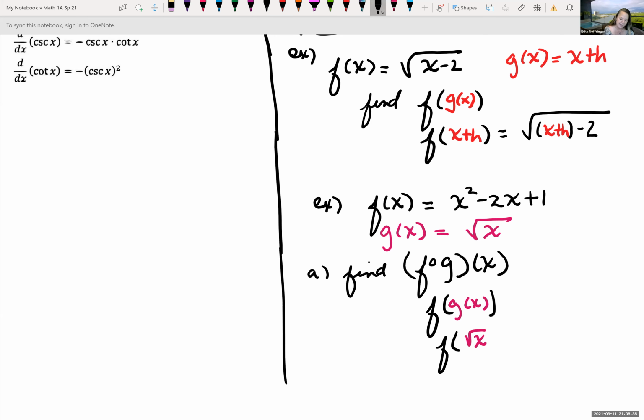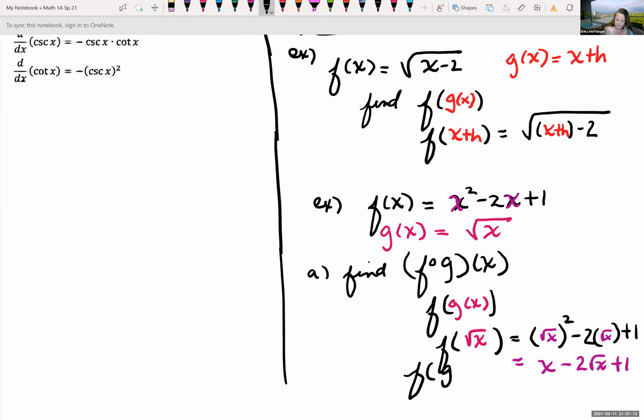So I'm going to go into my f of x function, and wherever I see an x there, I'm going to replace it with the square root of x. I see an x, put parentheses squared, minus 2. I see an x, so parentheses plus 1. Go in and plug in square root of x. And we can simplify that a little bit. We have the square root of x quantity squared is x, minus 2 square roots of x, and then plus 1. So we just found the composition of f of g of x.